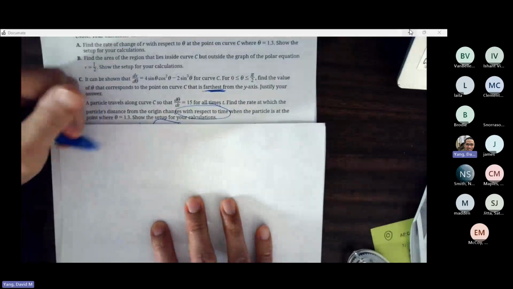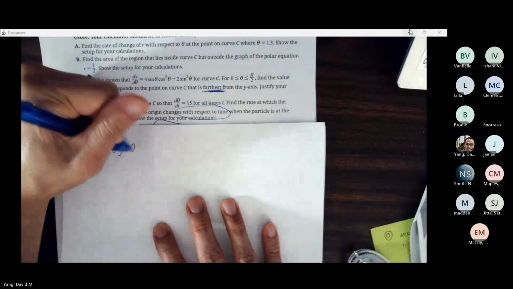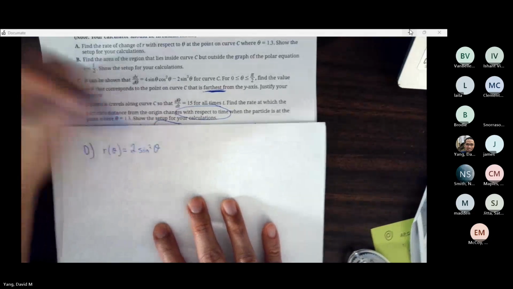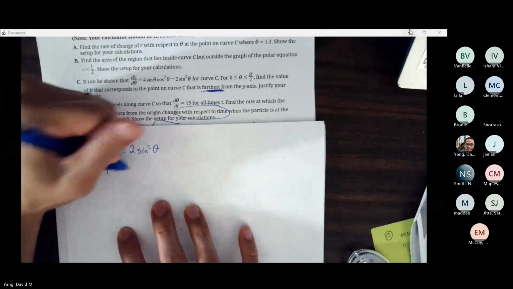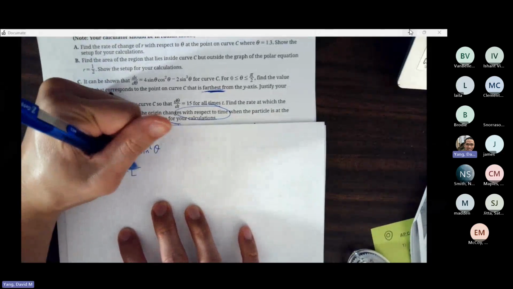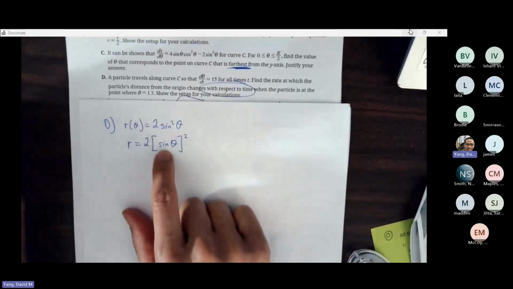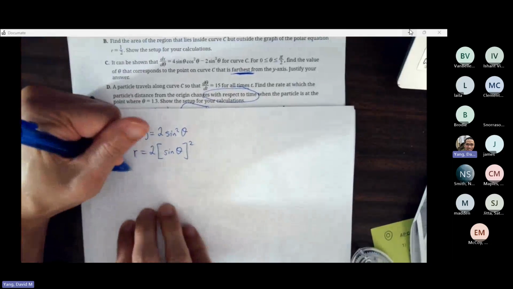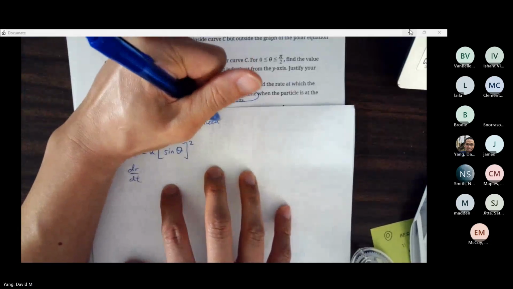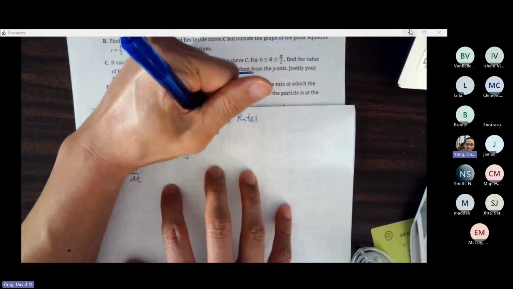So here is my r of theta. I want to find the derivative, but then I want time to be the independent variable. Okay, I'm just getting ready for what I'm expecting to see. I'm expecting to involve chain rule. So r becomes dr dt, right? Related rates. And chain rule.